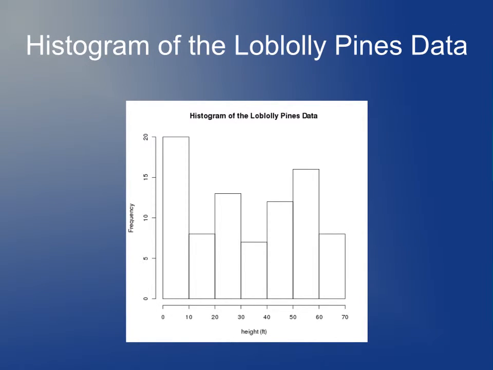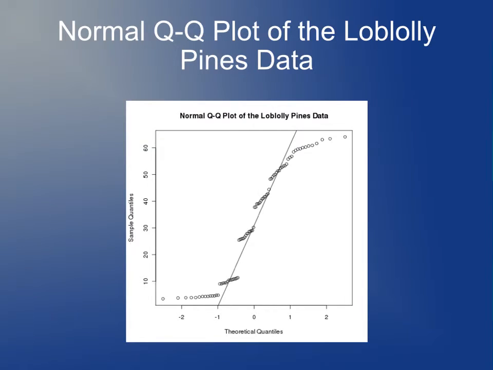Here's a histogram of the Loblolly Pines data. As you'll recall, it's multimodal, it has several peaks, not anywhere close to being bell-shaped, so we would expect this not to be normally distributed. If you draw the normal QQ plot of Loblolly Pine data, you see indeed it's not anywhere close to being a straight line, so we conclude this data set is not normally distributed.